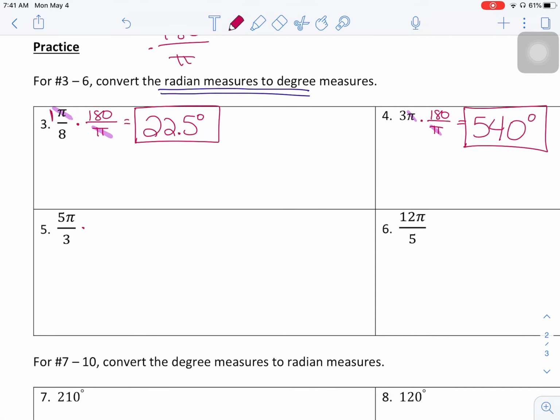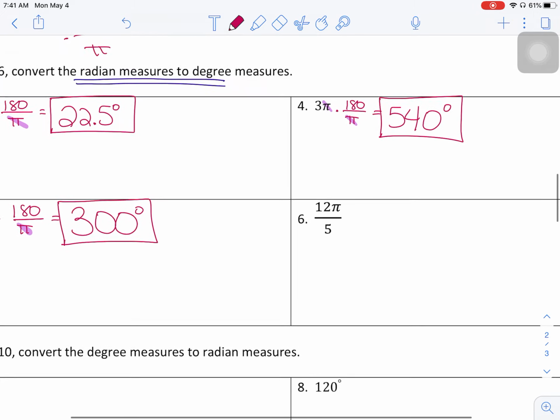Number 5, 5 pi over 3. Again, multiply times 180 over pi. My 2 pi terms cancel out. In my calculator, I am going to put 5 divided by 3 times 180. That gives me 300 degrees.